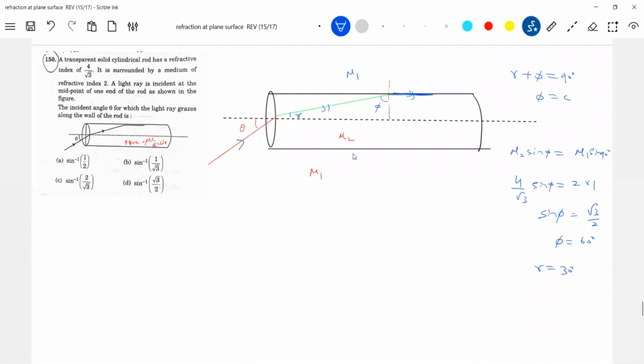Now directly for theta: mu1 sine theta should be equal to mu2 sine r. mu1 is 2, so 2 sine theta equals mu2, which is 4 by root 3, times sine r, which is 1 by 2.